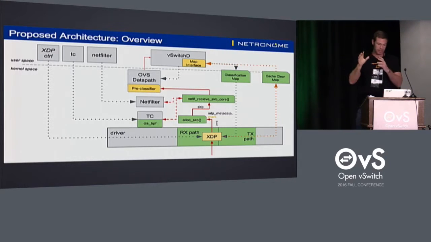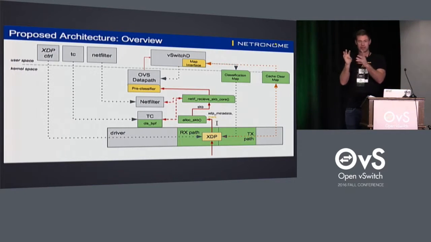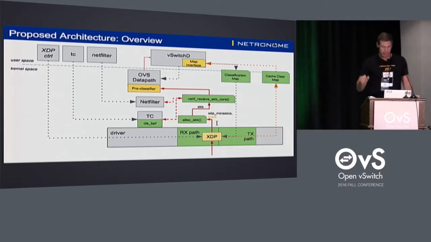Now, using this cache clear map, which I'll talk about more later, gives us a little more flexibility to clear things out and move things in. We also have a classification map, which just has the hashes and the pointer to the flow entry.